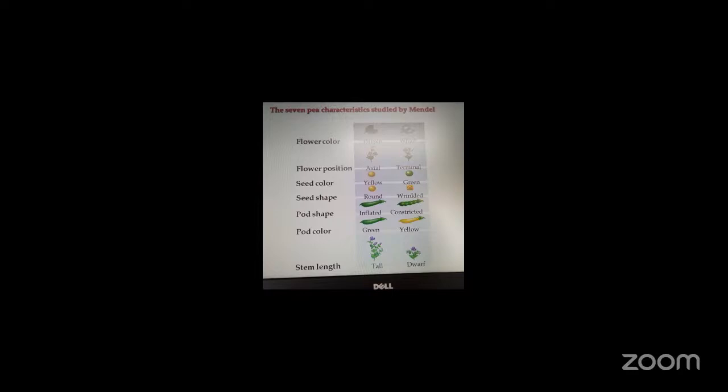Capital T here, that is a tall plant, homozygous dominant. So the tall pea plant is capital T. Capital T with small t is also a tall plant, the heterozygous plant. And small t is the dwarf plant, in which the homozygous recessive character is present.